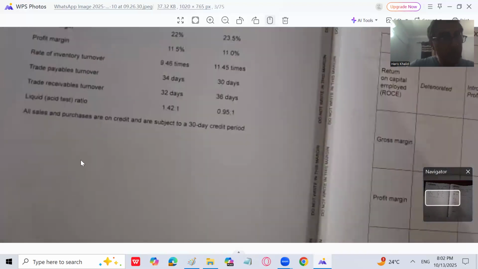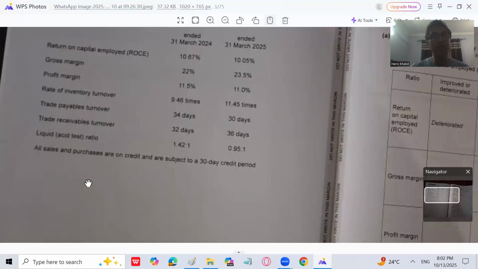So let's see. The gross margin was 22% and now it is 23.5%. The gross margin has increased because the sales might have increased with the same cost of sales, or cost of sales might have decreased with the same sales. Or you can say that you have purchased cheaper supplies, because of that cost of sales has gone down, and because of that you are getting more gross margin, or more gross profit, in comparison to sales. So these are the reasons.